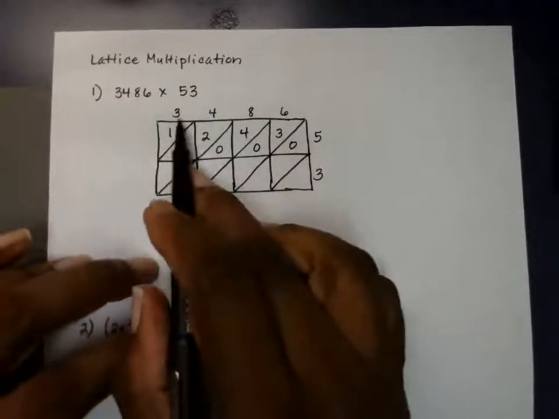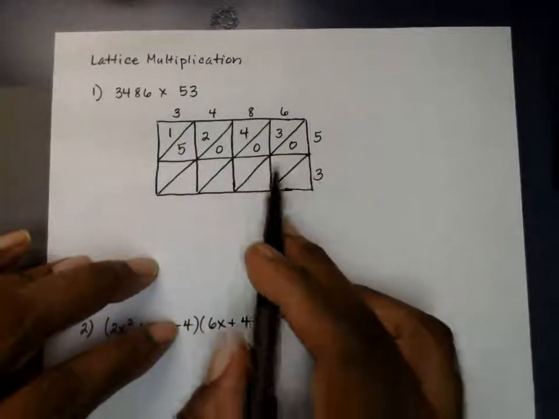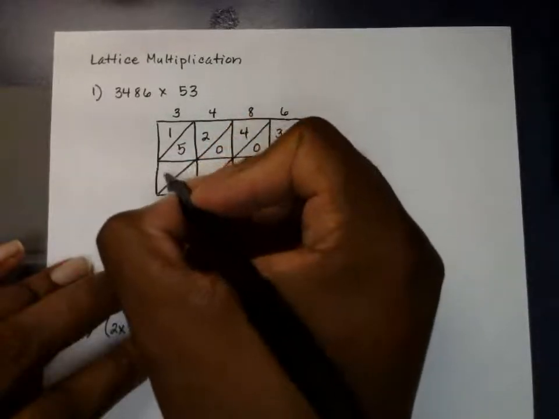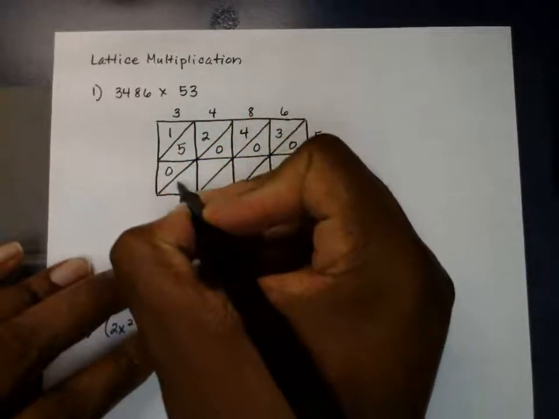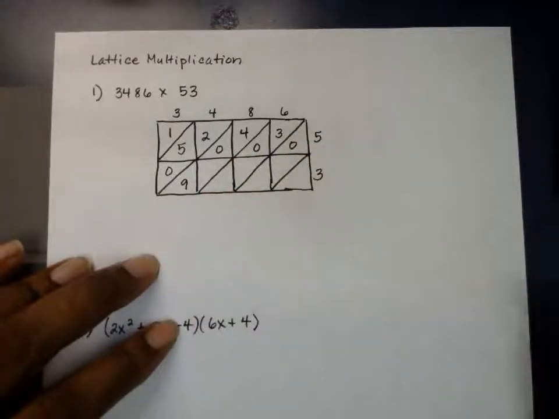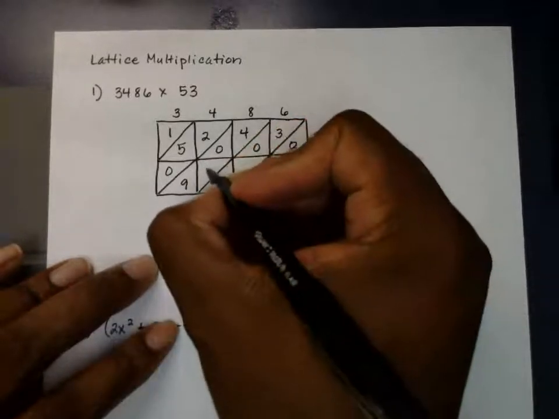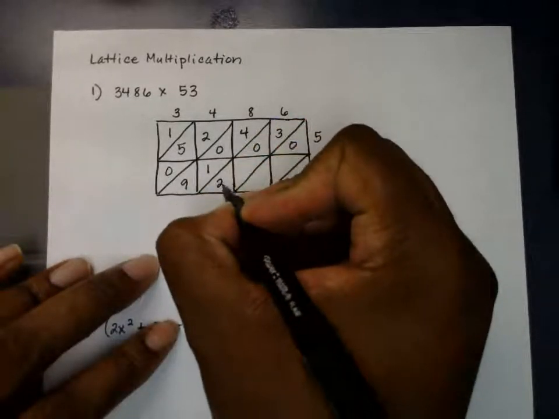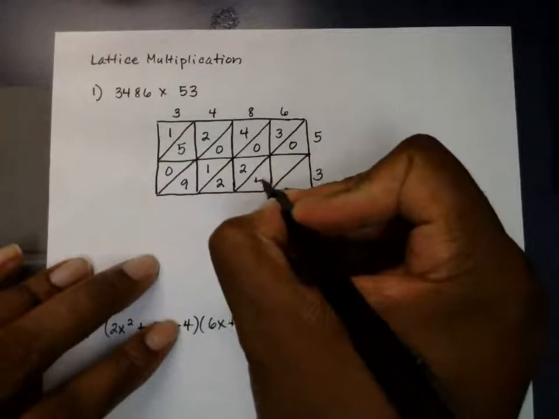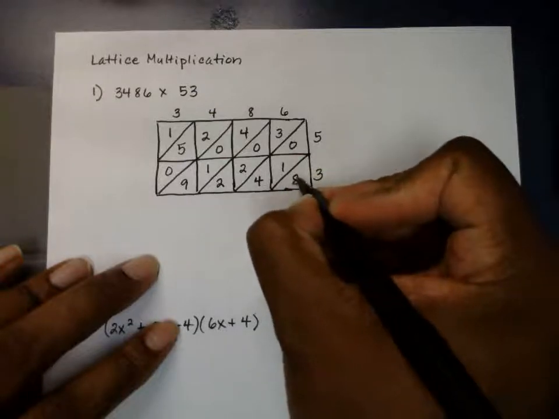And now that 3, 4, 8, and 6 will be multiplied each by 3. So 3 times 3 will be 9, but it's a 1-digit number, so I need to put a 0 in the top triangle and the 9 in the bottom. And then 4 times 3 would be 12. And then 8 times 3 will be 24. And then 6 times 3 would be 18.